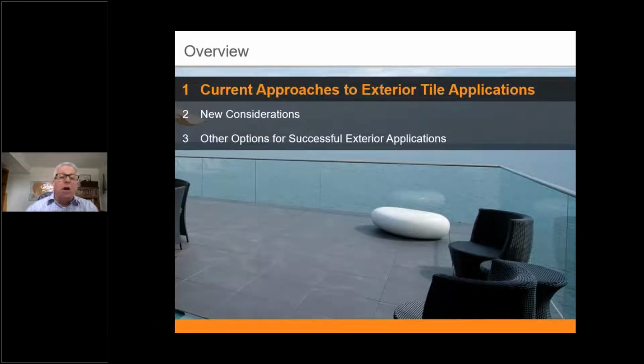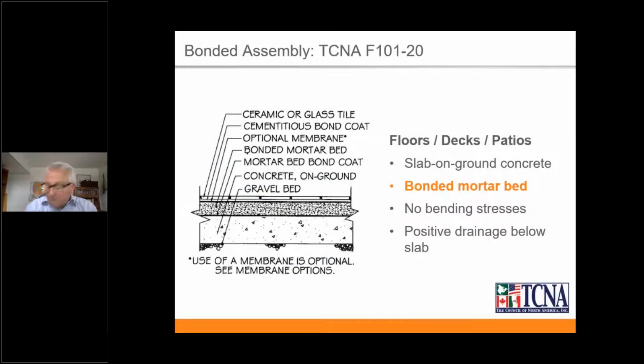So let's start with the current approaches to exterior tile applications. And where better to start but the Tile Council of North America Installation Handbook. This is one of the details right out of their handbook. This one says F101, and it's an exterior floor, deck, or patio. It says 2020, just because it's a couple-year-old handbook. I've got the most recent copy right here, the 2021, and it's the same detail. It just says 21, so disregard those last two numbers, but you should probably look for the most current one.